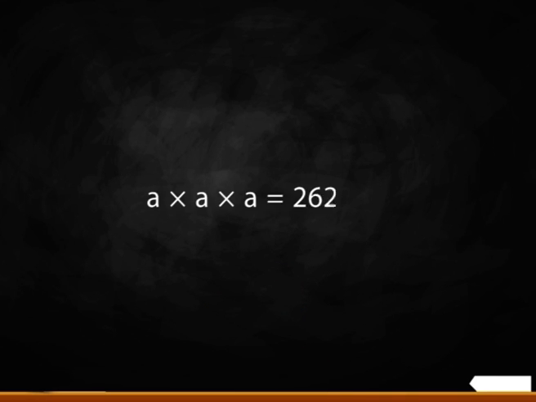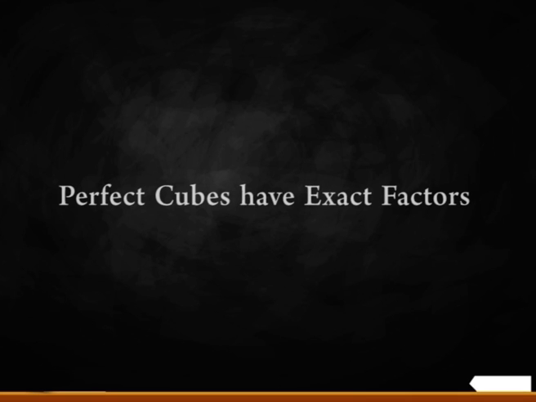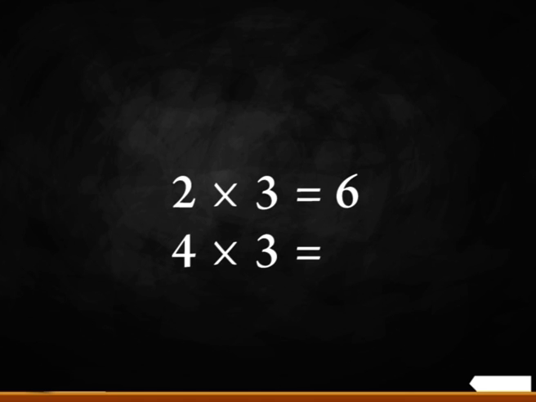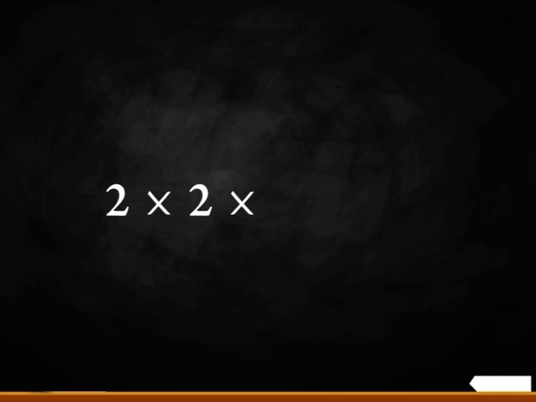Let us define a perfect cube number as the result of multiplying a number 3 times by itself. We can say that perfect cubes are the numbers which have exact factors. Now, what are factors? Factors are the numbers we can multiply to get another number. For example, 2 and 3 are the factors of 6. 4 and 3 are the factors of 12. 2, 2 and 3 are also the factors of 12.